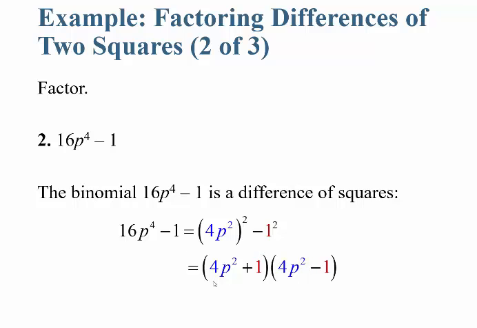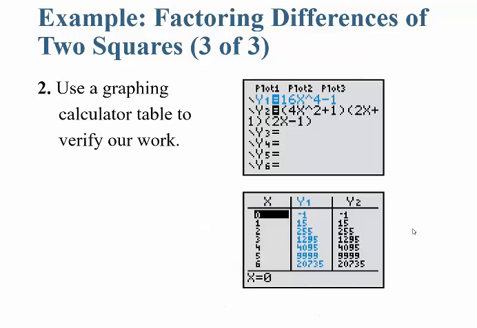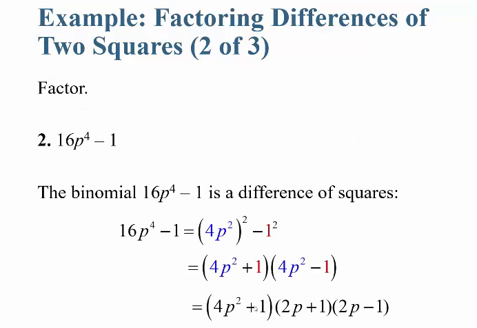So this will factor into a plus b, so 4p squared plus 1, times a minus b, or 4p squared minus 1. Now the trick is to recognize that this second part is also the difference of squares, so you can keep going. This is 2p squared minus 1 squared, so it would factor into 2p plus 1 times 2p minus 1. You can verify this by plugging values into your calculator and seeing that they are equivalent statements.